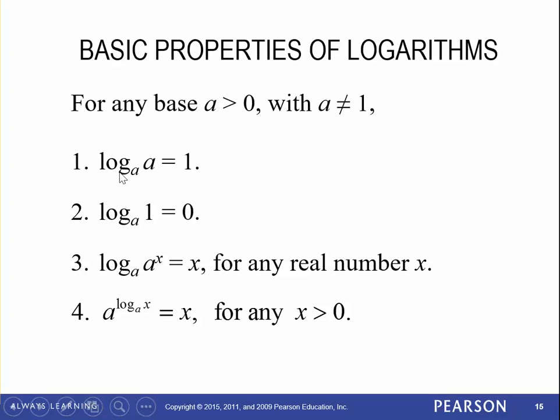So log base a of a is equal to 1. Log base a of 1 is equal to 0. Log base a of a to the x power is going to be just x. And a to the exponent of log base a of x is just going to be x. Let's take a look at these individually. Let's put in some numbers here, see if it makes sense.